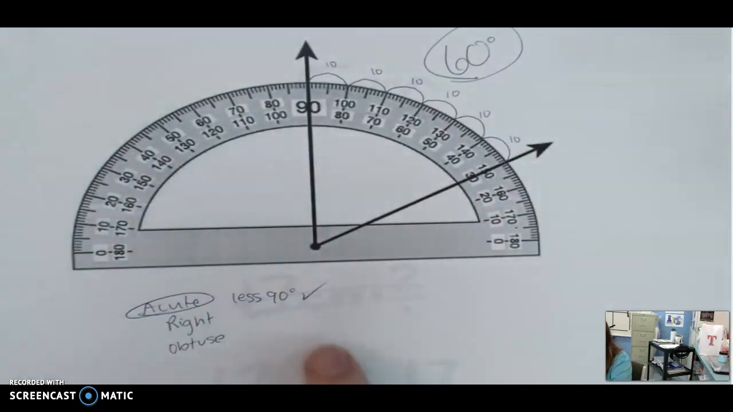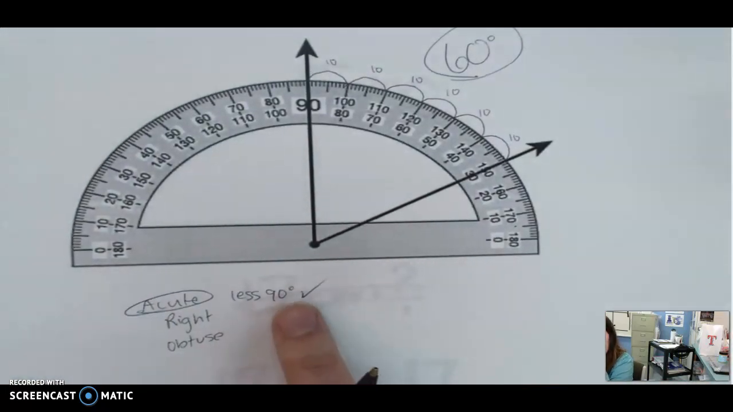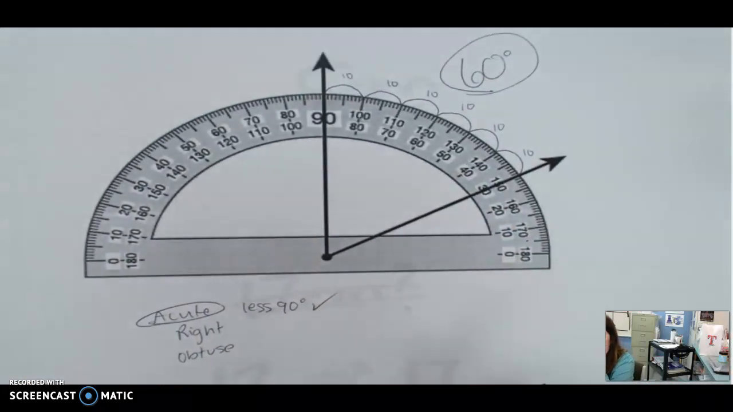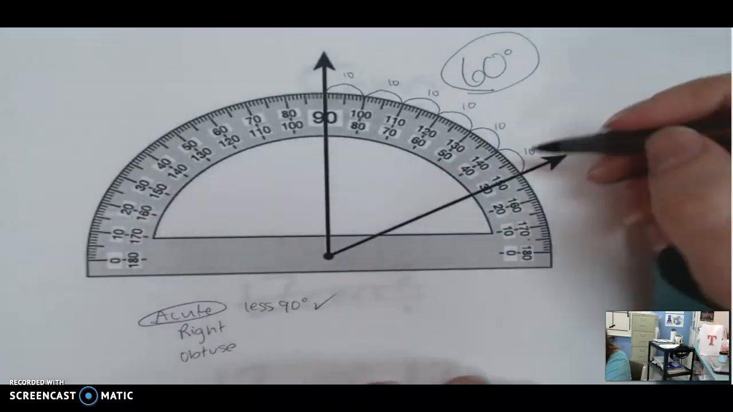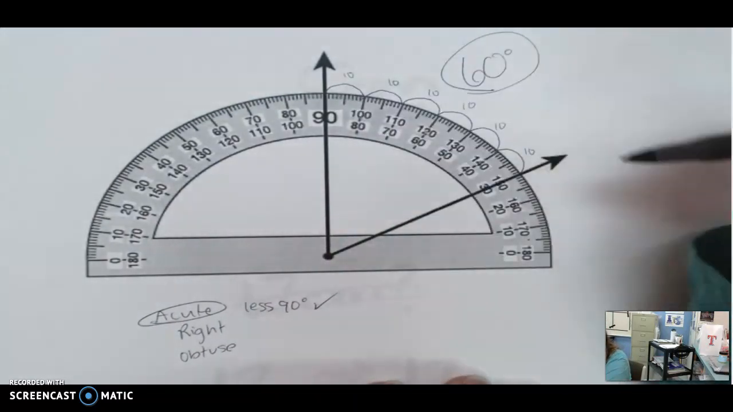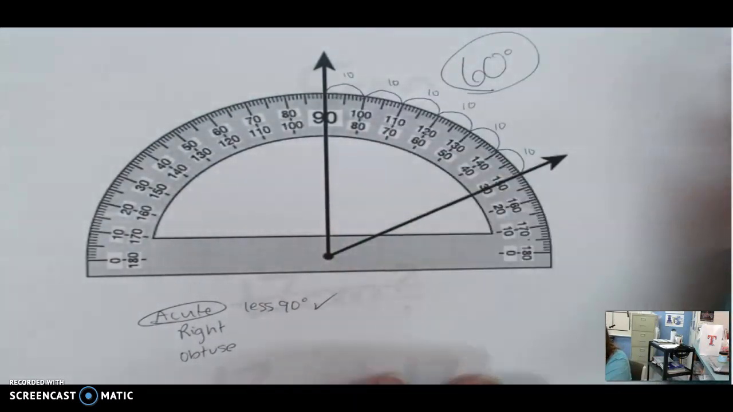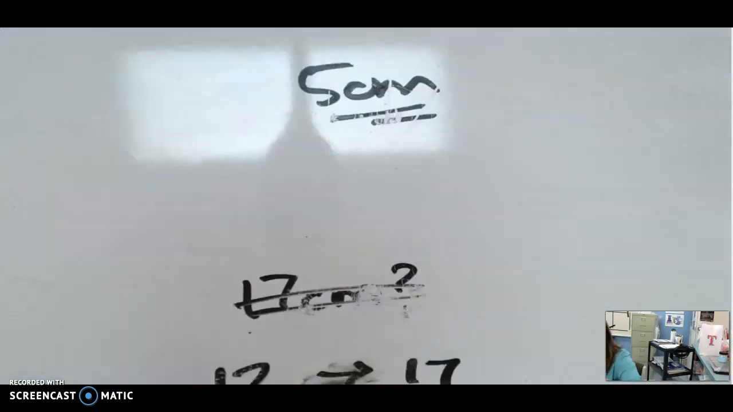That does match what I thought about it being acute, less than 90. So that is a reasonable answer. Again, you're using it as a number line, just continuing to count on. I've got a couple more examples I want us to look at.